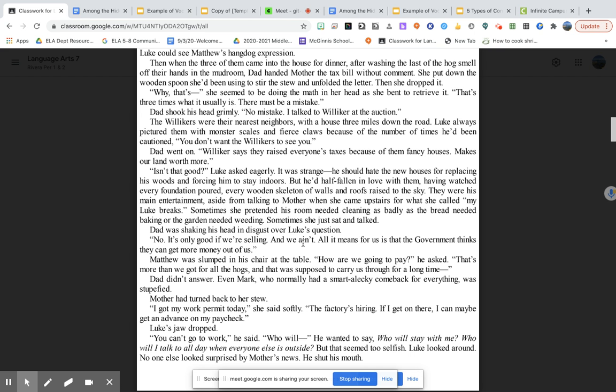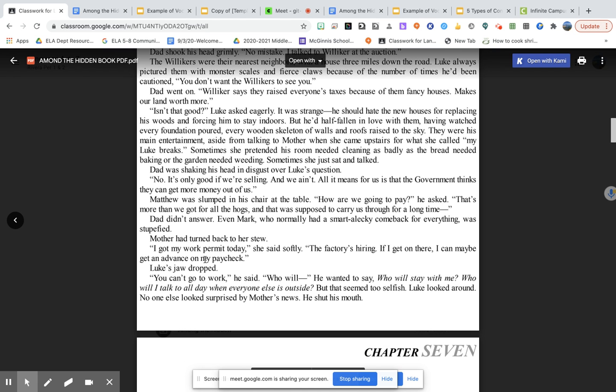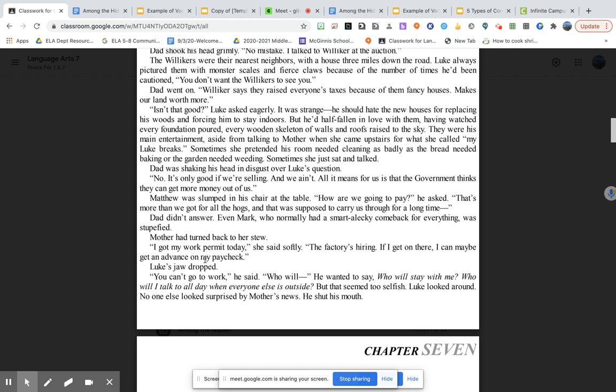Dad was shaking his head in disgust over Luke's question. "No, it's only good if we're selling, and we ain't. All it means for us is the government thinks they can get more money out of us." Matthew was slumped in his chair at the table. "How are we going to pay?" he asked. "That's more than we got for all of the hogs, and that was supposed to carry us through for a long time." Dad didn't answer. Even Mark, who normally had a smart alecky comeback for everything, was stupefied. Mother had turned back to her stew. "I got my work permit today," she said softly. "The factory's hiring. If I get on there, I can maybe get an advance on my paycheck."